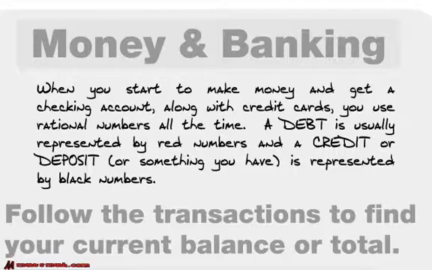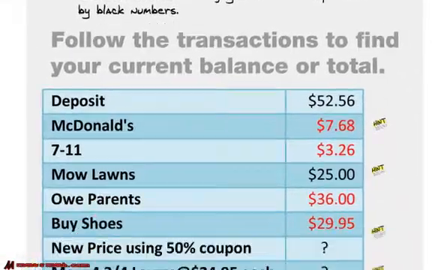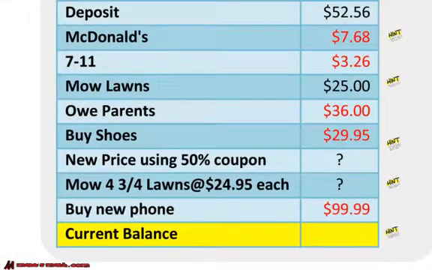All right, so you're going to follow the transactions here to find your current balance or total, okay? This is what you're going to be doing. Here is your record sheet. You have $52 total. It is actually what you have. You spent $7.68 at McDonald's, $3.26 at 7-Eleven, $25 you made mowing lawns. You owe your parents now $36 because you broke the lawnmower and they helped you fix it. Buy some shoes for $29.95.